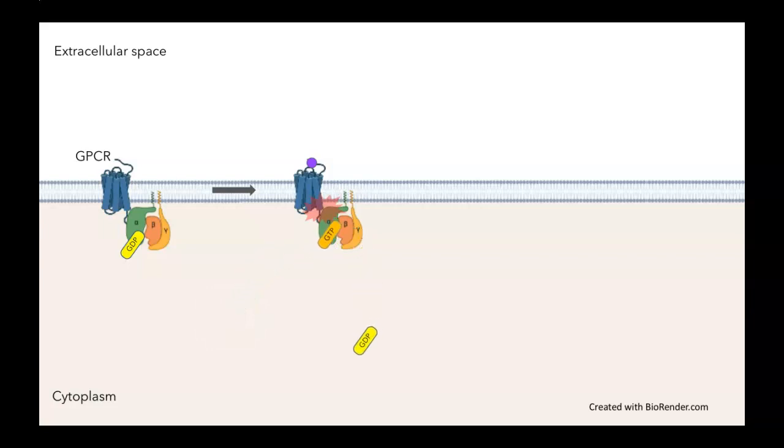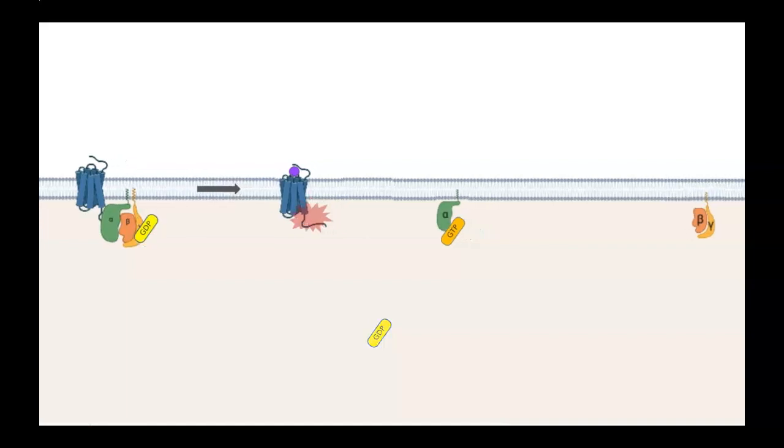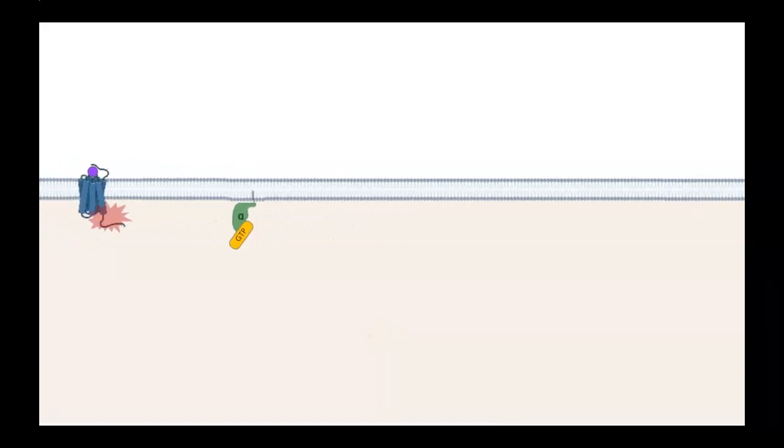And specifically what's going to happen is the alpha subunit is going to release the GDP and instead pick up a GTP. Once the alpha subunit is bound to a GTP, it loses the affinity for the beta and the gamma subunits, and because the gamma subunit is helping it associate with the GPCR, it will also dissociate from the receptor. The beta and the gamma subunit will diffuse away through the membrane, and the alpha subunit, still bound to the GTP, will also diffuse away through the membrane. Let's have a look at what happens next.